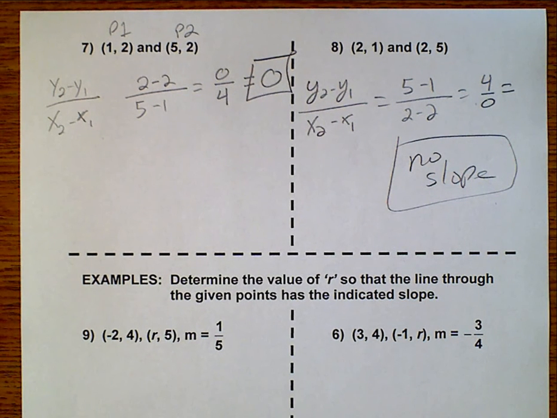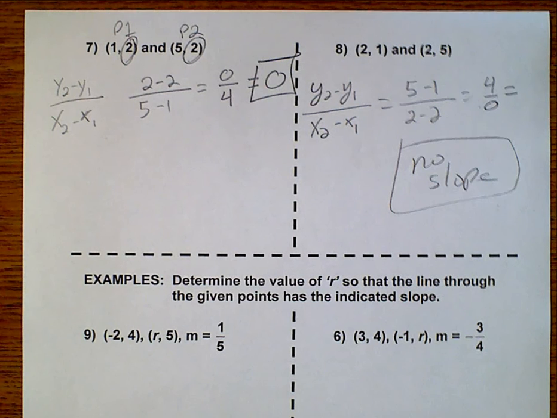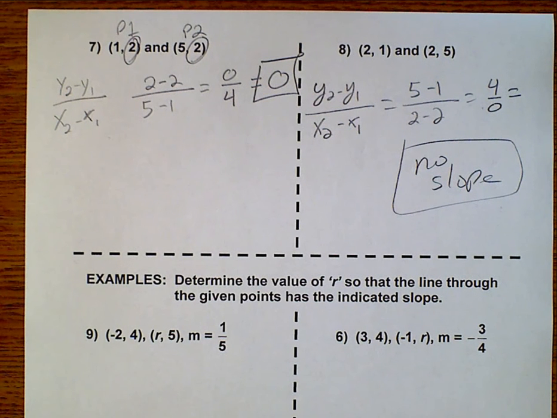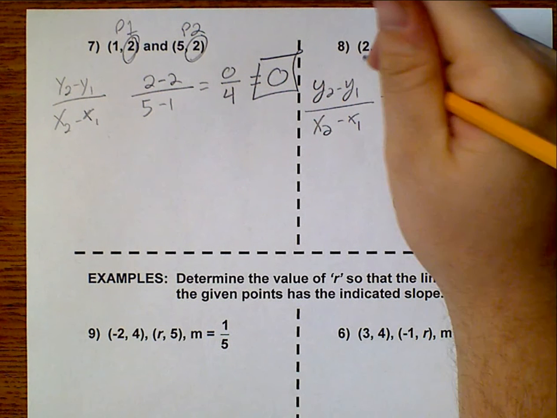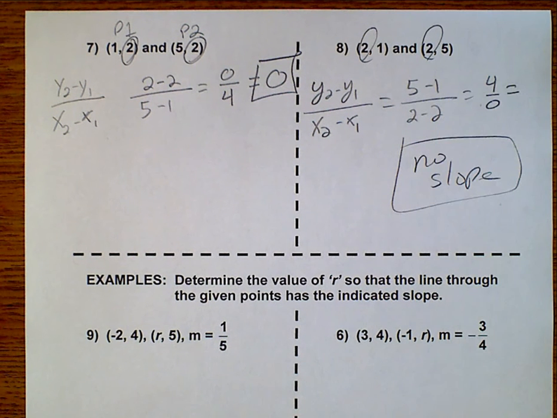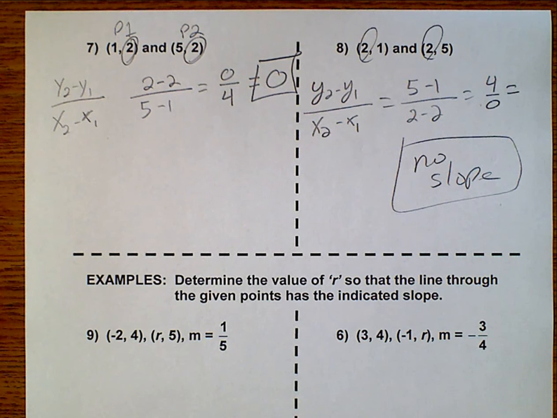Now in these last two examples, I could have saved a little bit of time. Notice the y values are the same. If the y values are the same, my slope will be 0. And over here, my x values are the same, and if my x values are the same, then I wind up with no slope every time. But if you don't remember that shortcut, you can always work it out like I did here.